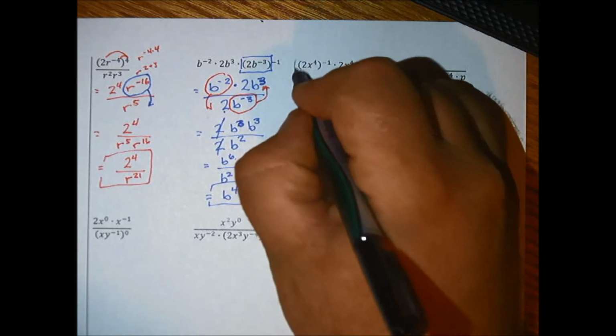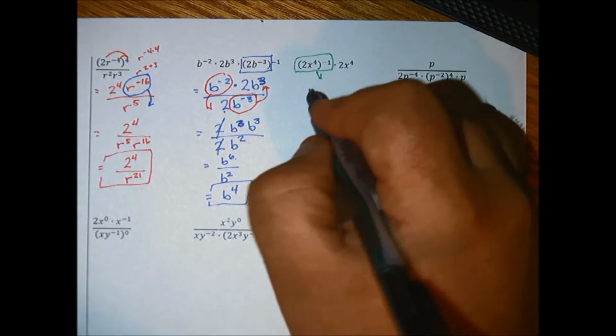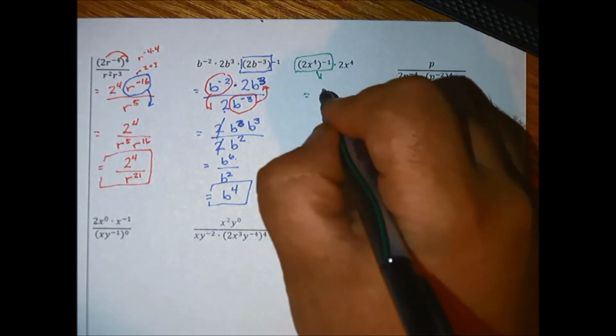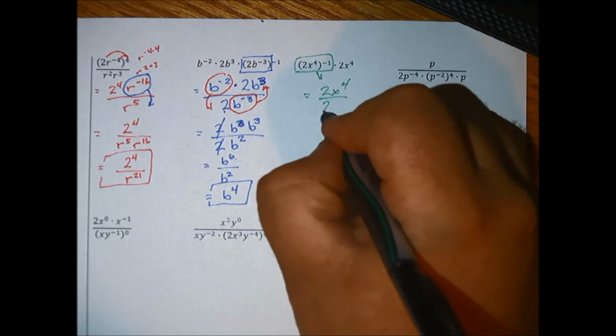All right, so here I have this piece that's all raised to the negative 1, so it's going to go down below. On the top I have 2x to the 4th, and then on the bottom I have 2x to the 4th.